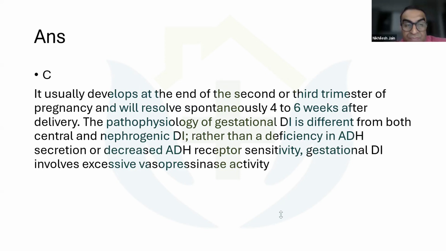The answer is C, and it usually develops at the end of second or third trimester of pregnancy. It will resolve spontaneously 4 to 6 weeks after the delivery. The pathophysiology, it's gestational diabetes insipidus. It is different from both central and nephrogenic DI, and rather than a deficiency in ADH secretion or decreased receptor sensitivity, it involves excessive vasopressinase activity. It is something new, so I've included it.